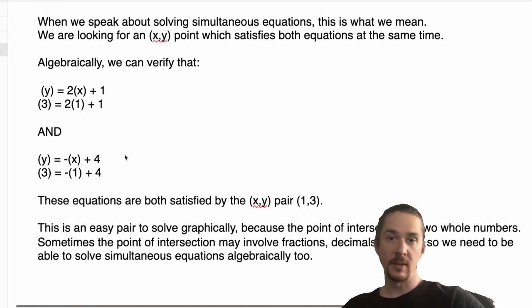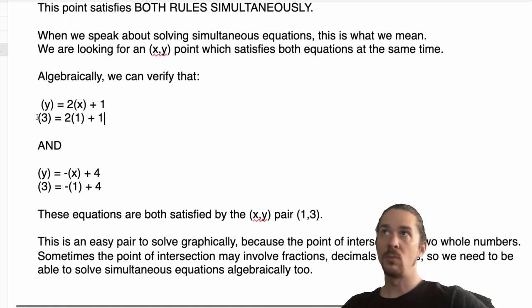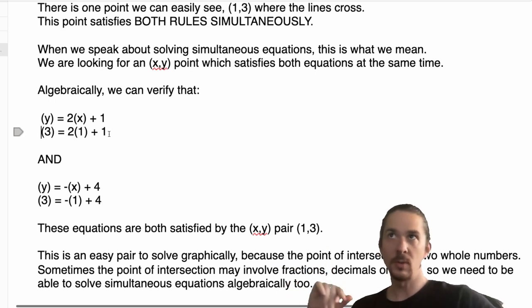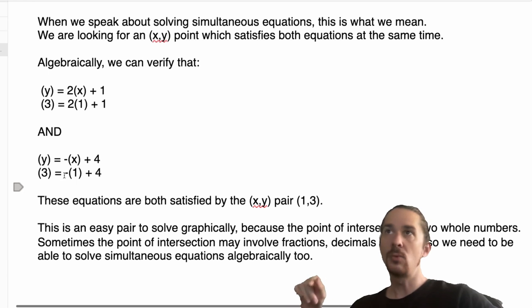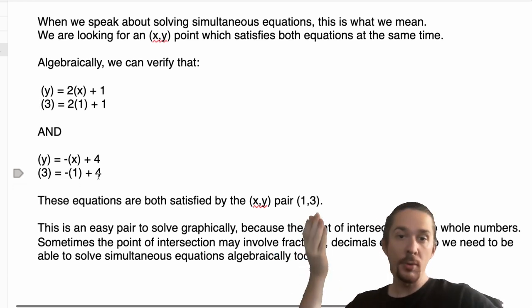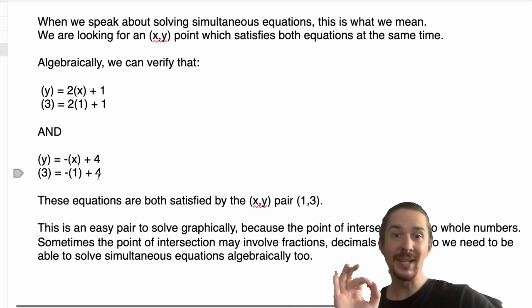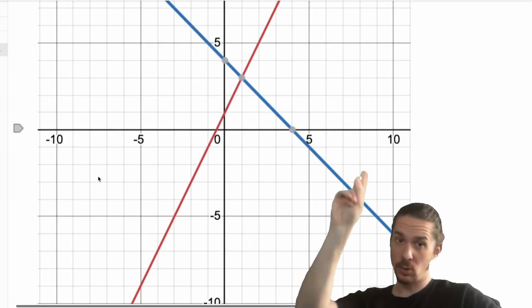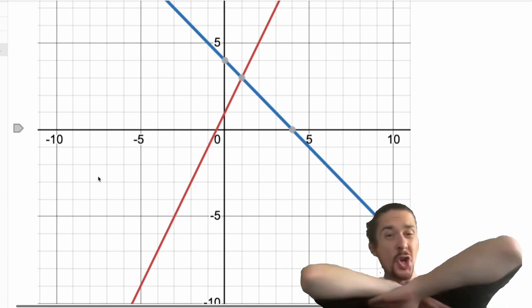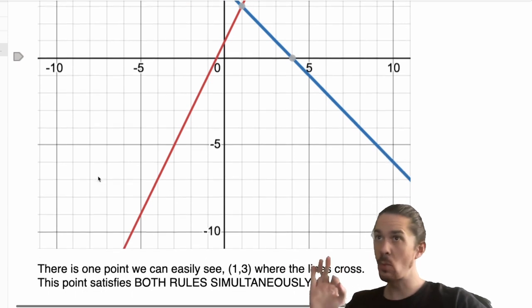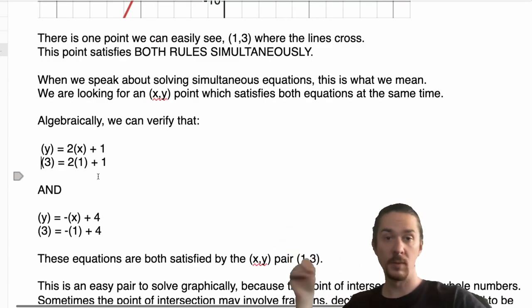Algebraically, we can verify this real quick. If we take our first equation and we substitute in that y is 3 and x is 1, this is true. 3 does equal 2 times 1 plus 1, that's 3. And 3 does equal -1 plus 4, that's 3. So these equations are both satisfied by this point. This point is true for both rules. In fact, because these lines only cross in one place, there is no other pair of x and y coordinates, no two numbers x and y, which will be true in both of these equations.